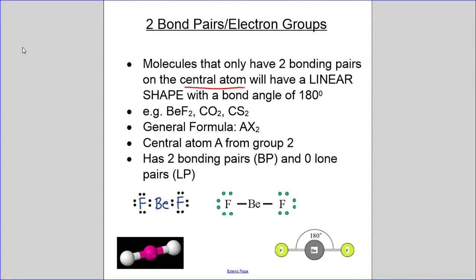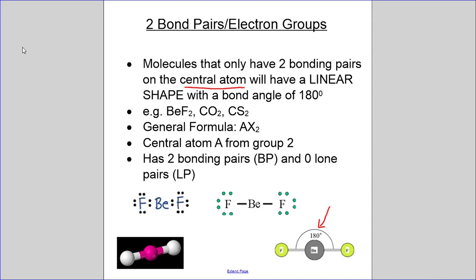So they have only 2 bonded pairs. It says that the central atom is going to have a linear shape. Now linear just means straight line with a bond angle of 180 degrees, and you can see that in the picture that's down below, where we have that flat line going.